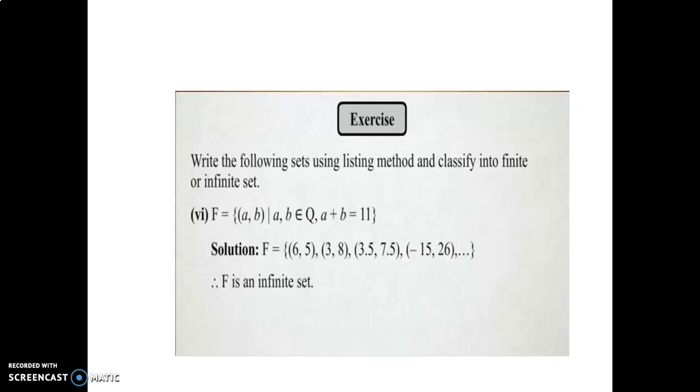Sixth one, F equals {a/b such that a/b belongs to Q and a plus b equals 11}. If a equals 6, then b equals 5. If a equals 10, then b equals 1. In this way, many such pairs can be written. So set F is an infinite set.